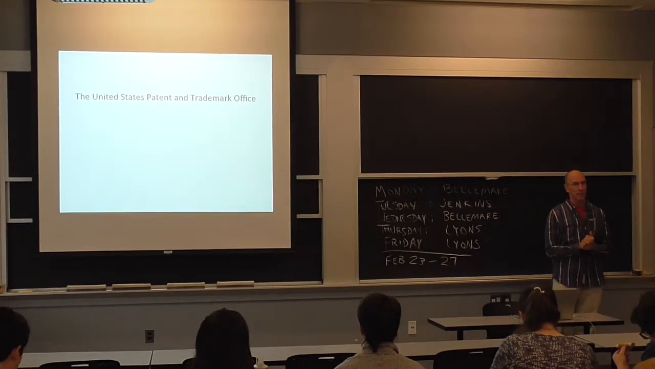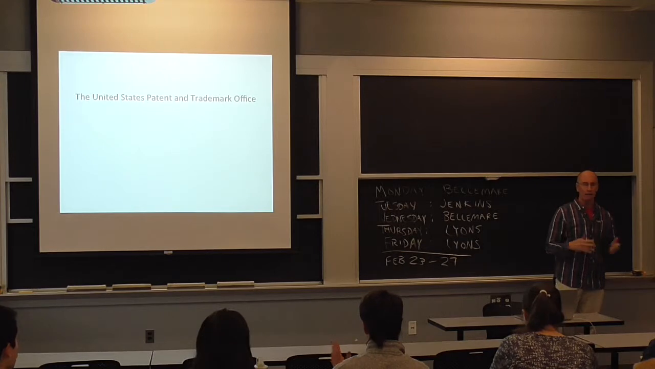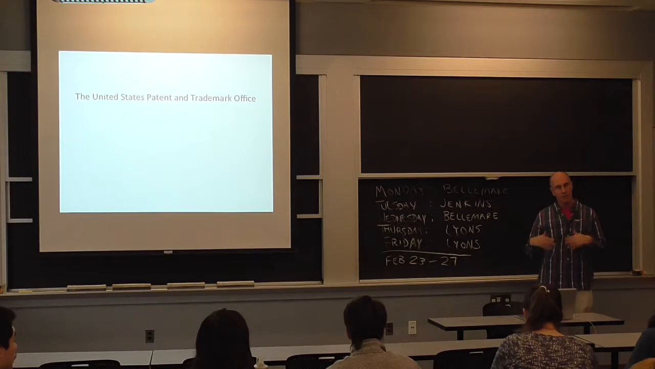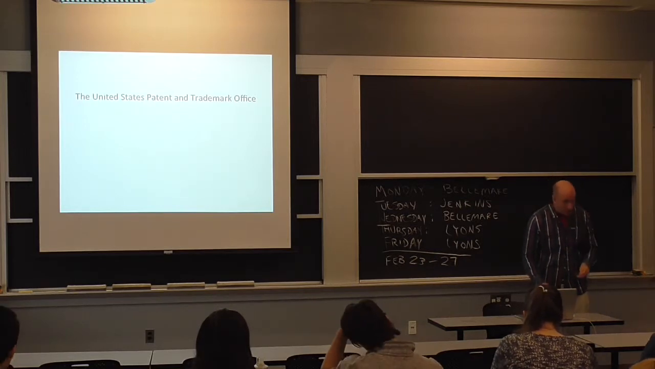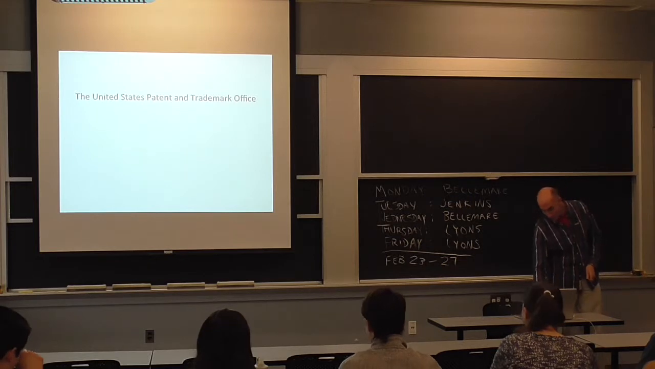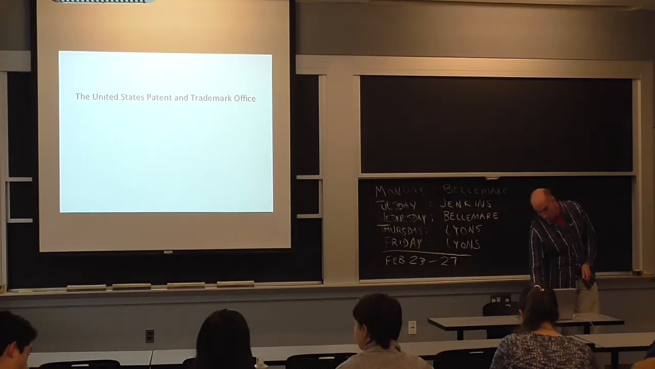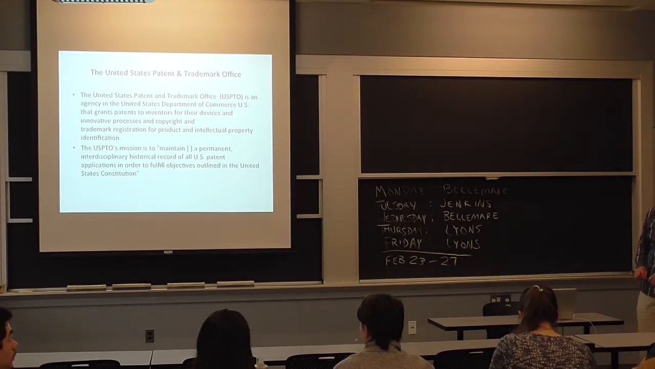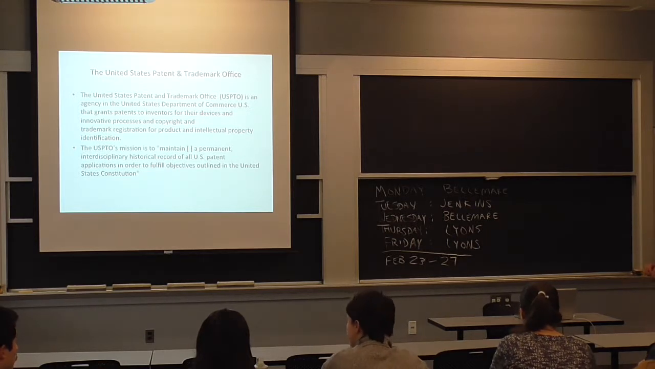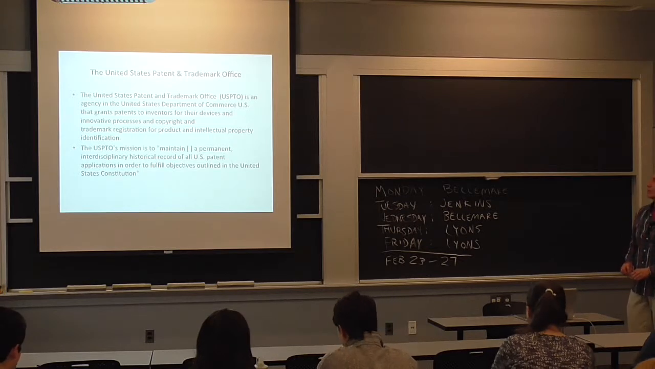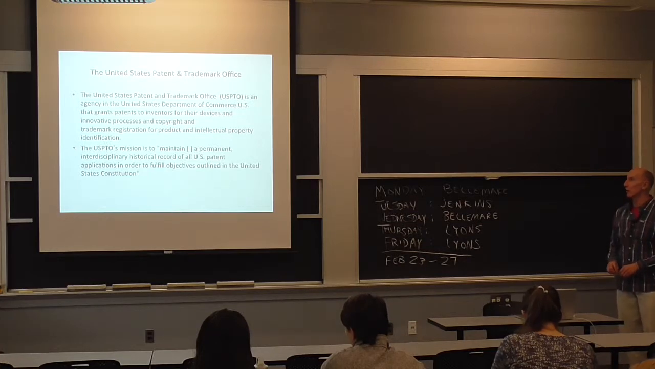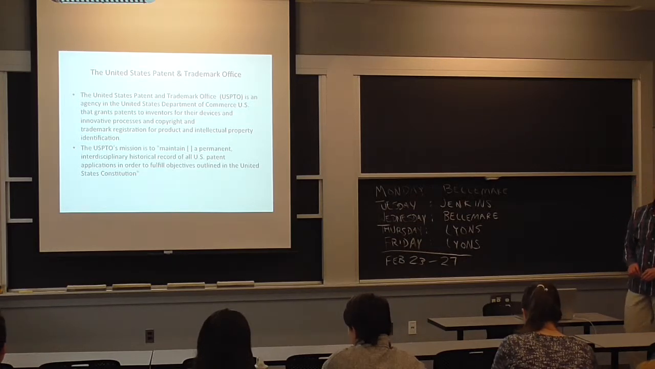Has anybody heard of the United States Patent and Trademark Office? Okay, some hands sort of go up, some heads nodding. I mean, that's something most people have heard about. Obviously, as the name implies, it's the governmental organization of this country which actually issues patents and trademarks. The United States Patent and Trademark Office is an agency of the United States Department of Commerce. It grants patents to inventors for their devices and innovative processes, and copyright and trademark protection for intellectual property identification.